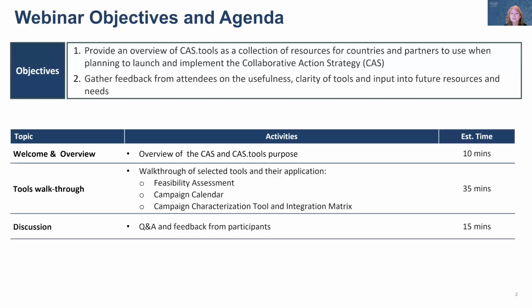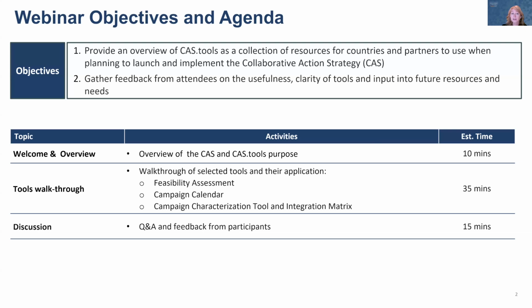So the purpose of today's webinar is twofold. First, it's to provide you with a walkthrough of CAS.tools. And these tools are available on the HCE Coalition's Campaign Effectiveness website. The second purpose for today is we'd like to gather any input that you would have from these tools, as well as future resources that could be developed for the coalition.